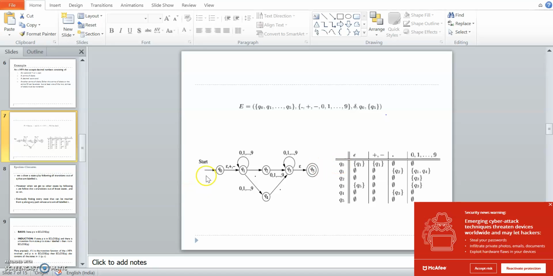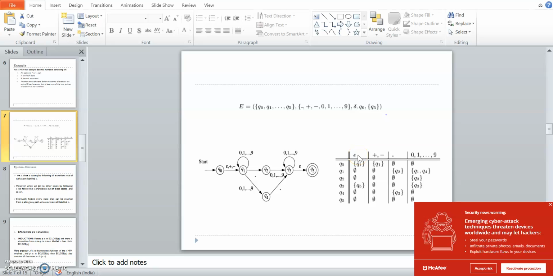Which one is the starting state? I forgot to mention the start arrow and the star symbol here. Q0 is the initial state, so we point an arrow to it, and Q5 is the final state, so it should have a star, as we did in the DFA.